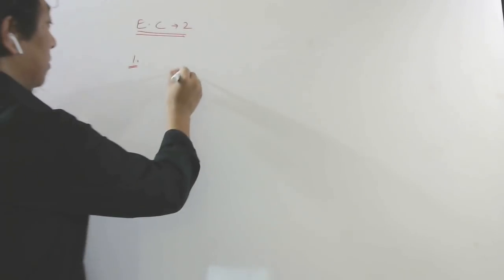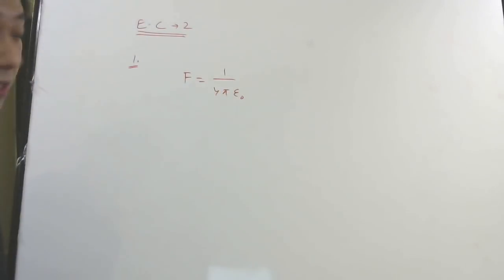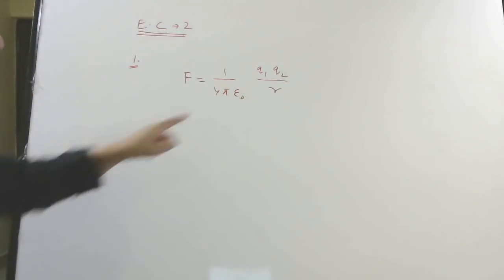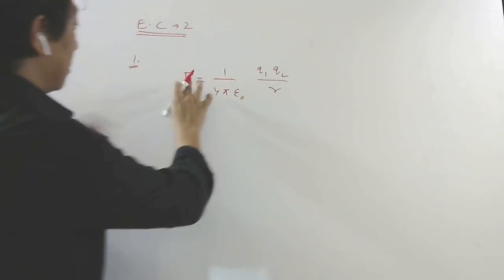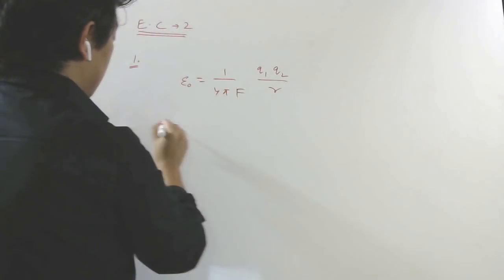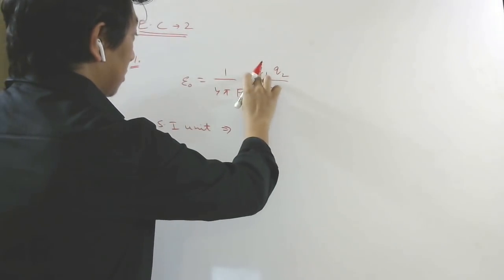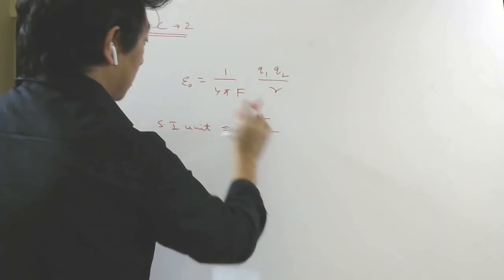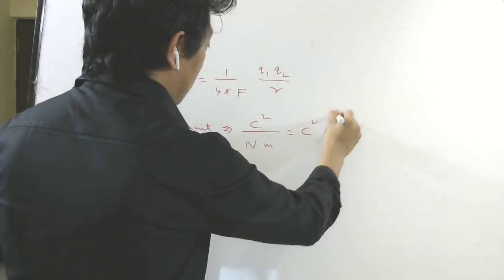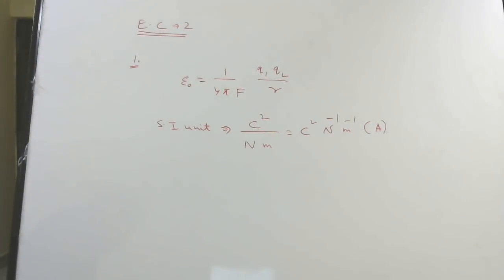Very simple. We know force is 1 by 4 pi epsilon naught, which is called permittivity, Q1 Q2 by R square. Since you want the SI unit of permittivity, cross multiply. So epsilon naught will come here, force will come here. So the SI unit will be what? Coulomb. This is charge, so Coulomb square. This is Newton. This is meter. So this will be Coulomb square per Newton per meter square. Option A. Okay. So let's see the next one.